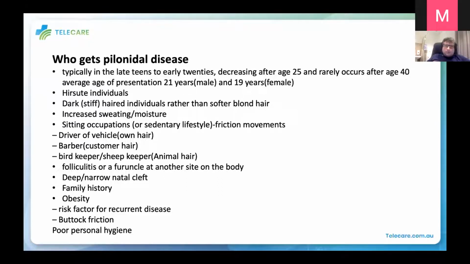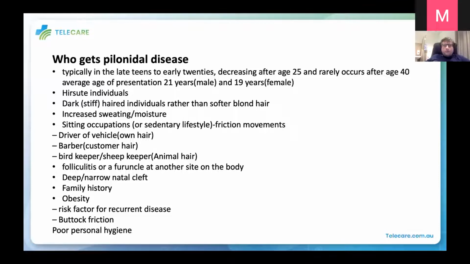But typically, if you're going to get this, it will start in the late teens or early 20s. There's a progressive decline in the incidence towards the end of your third decade of life. And it's more common in particular individuals. It's more commonly described in hirsute individuals and people who've got particular hair morphology, where the hair is dark, and it's not the color of the hair that's important, but the darker hair is typically stiffer.